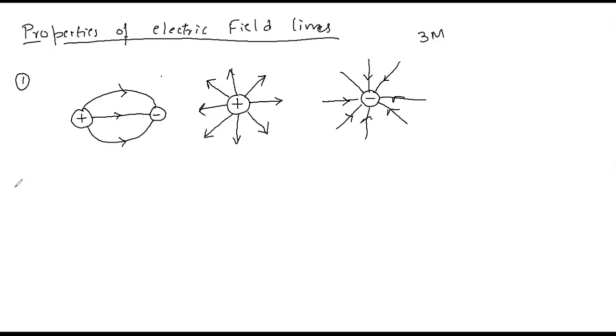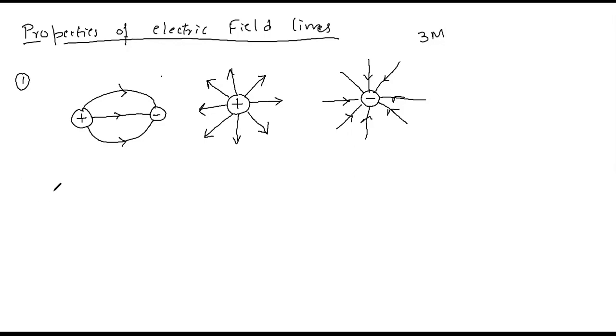And the second property is, in a charge-free region, electric field lines are continuous lines. What happens? In a charge-free region, there is no charge. In a charge-free region, electric field lines are continuous lines.